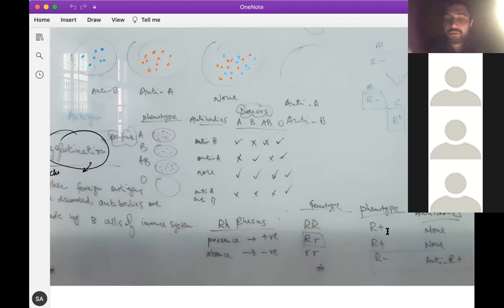You have the rhesus protein yourself. The absence of it is not an issue. You don't need an antibody for something that is not even there. So that is why we say they don't have antibodies, and here they do have anti R positive proteins.